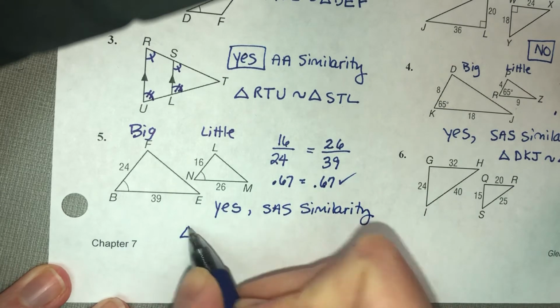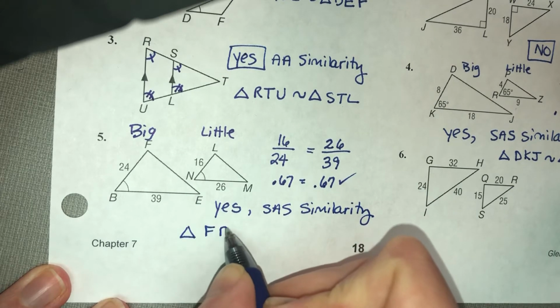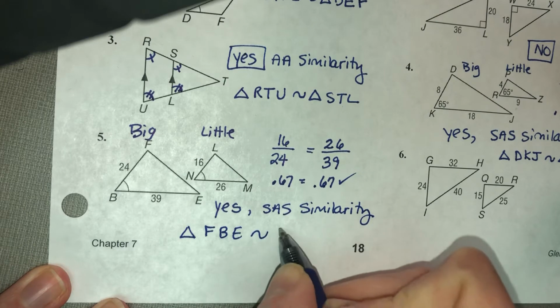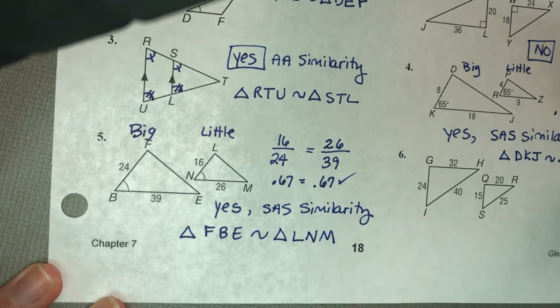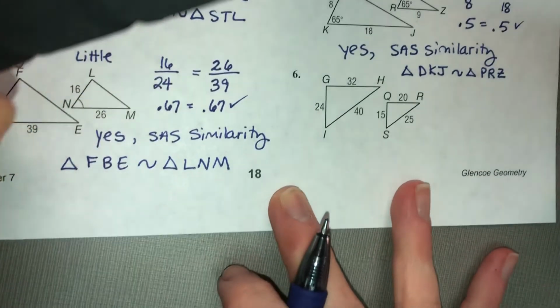And triangle FBE is similar to triangle LNM. All right, we just have one more. And guess what? This one is different.